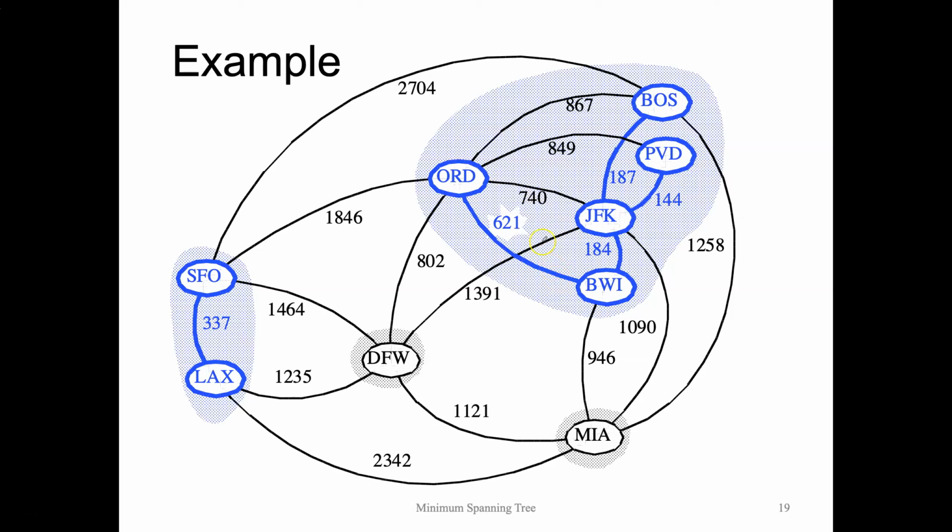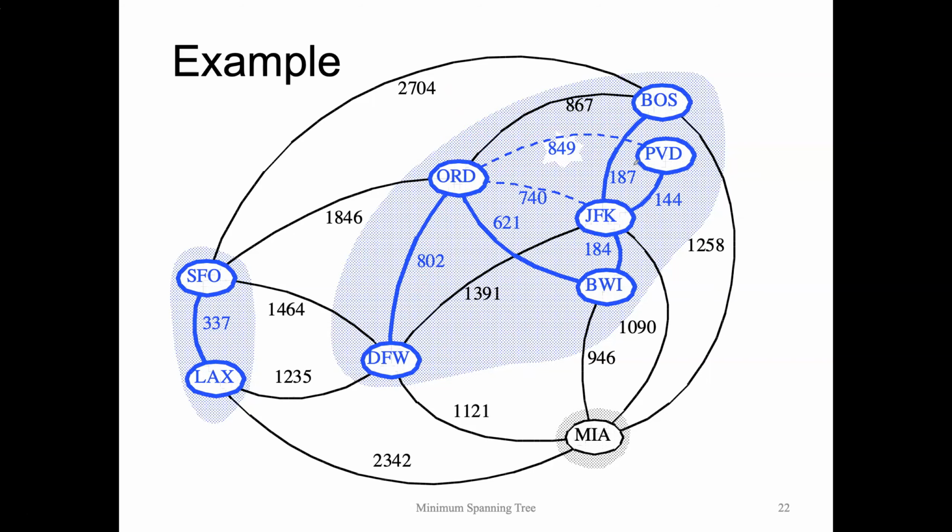And then we'll process the next edge. It looks like 802 is the next smallest one. Oh, no, 740 is the next smallest edge. But we've already connected the vertices ORD and JFK, and we know this because they belong to the same cloud already. So even though we're going to process this edge next, we will not include it. So now we'll move on. Now the next smallest edge is 802, and this connects vertices which weren't already connected, so we add it and we merge their clouds. And the next smallest edge is 849, but those vertices belong to the same cloud, so we don't use it.